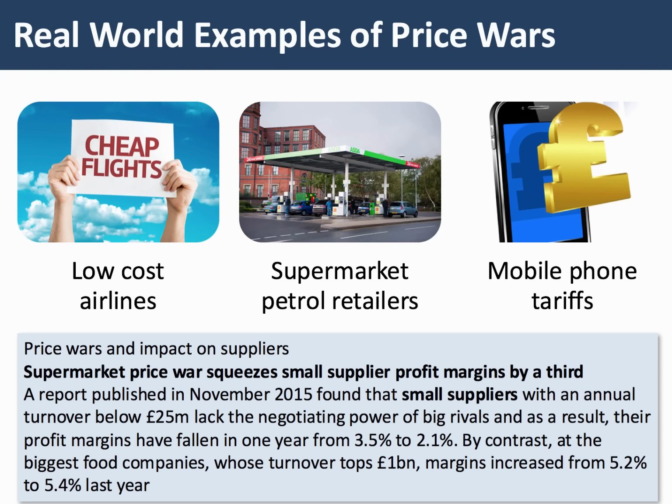Keep in mind also, please, that price wars, whilst in theory they're good news for the consumer in the short run, they also do have a significant effect on smaller businesses further down the supply chain. A report published in autumn 2015 found that small suppliers with less than 25 million annual turnover lacked the monopsony or the negotiating power of big firms. And as a result, their profit margins had fallen to just around 2%. This is really important. Price wars can often inflict significant damage on smaller businesses.